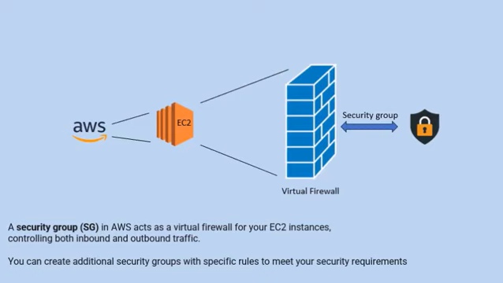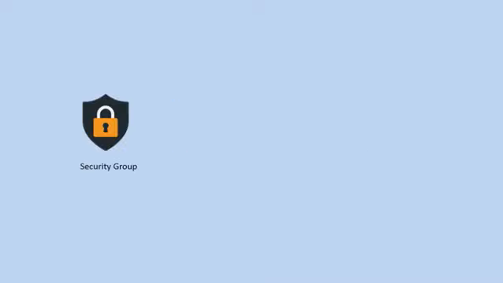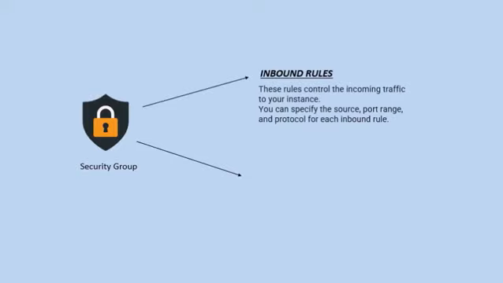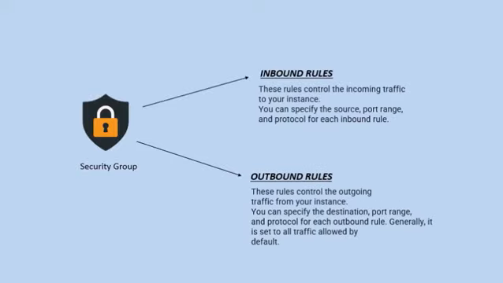A security group in AWS acts as a virtual firewall for your EC2 instances, controlling both inbound and outbound traffic. You can create additional security groups with specific rules to meet your security requirements. So what we do is that we create a security group and then assign that security group to an EC2 instance. So it acts as a virtual firewall there, because it has inbound and outbound rules. So here is our security group. It has inbound rules as well as outbound rules.